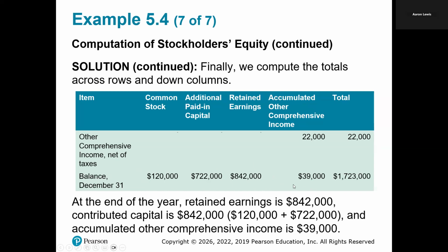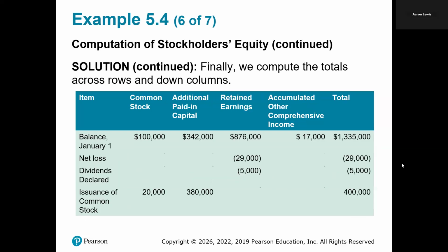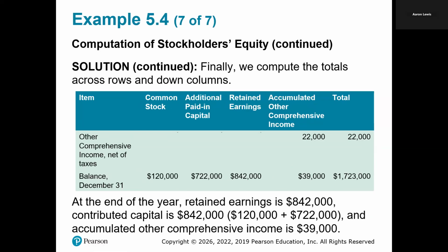And accumulated other comprehensive income, this is the amount that maybe we haven't realized yet, but it's going to happen at some point, and therefore it is part of the value of our business. And all in all, we now have information that our users can use to figure out, okay, did the value of the business change during the period? And the answer is yes. And we went from $1,335,000 up to $1,723,000. Business getting more valuable is good.